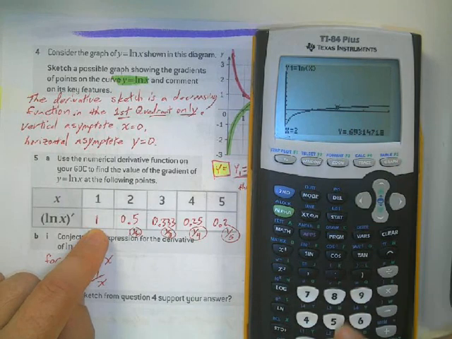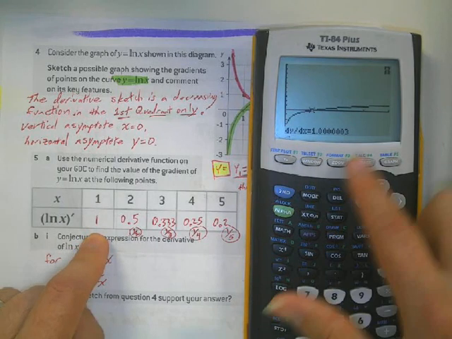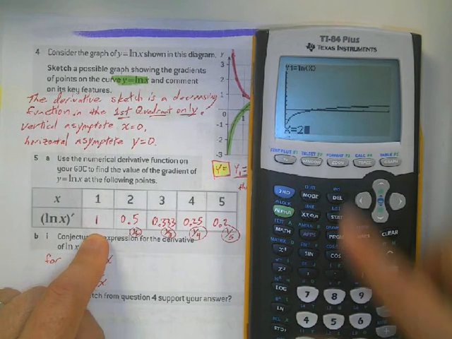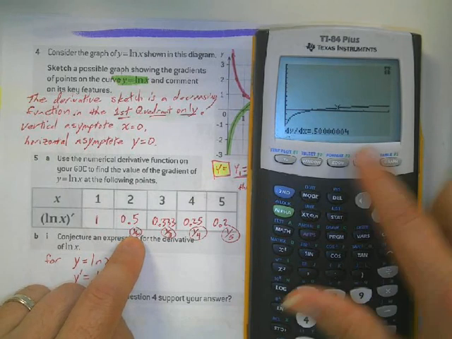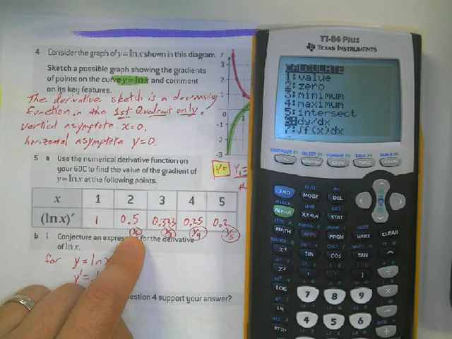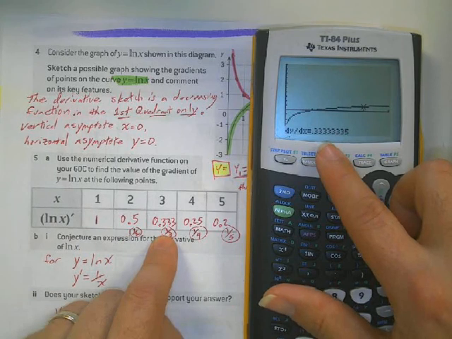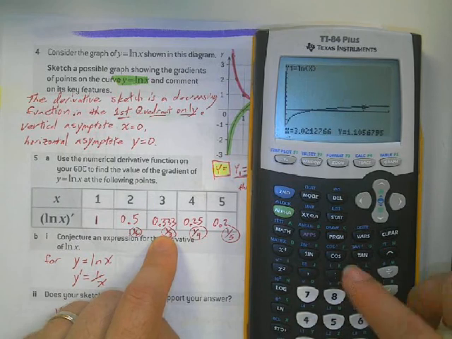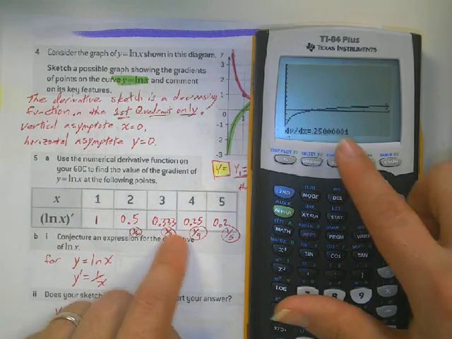When x is 1, I hit enter, and the derivative is 1. Second trace, down here, enter. When x is 2, we're going to get 0.5. Second trace, derivative, enter. When x is 3, I hit 3, enter. I get 1/3. Second trace, go down to derivative, enter. I'm going to type in 4. When x is 4, I hit enter, and I get 0.25.